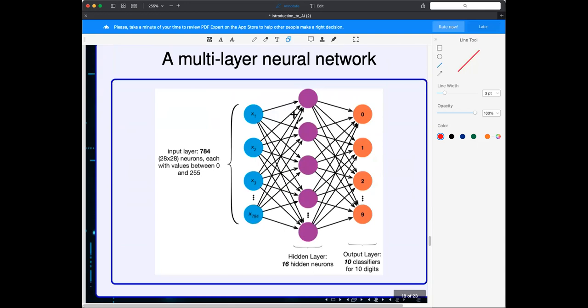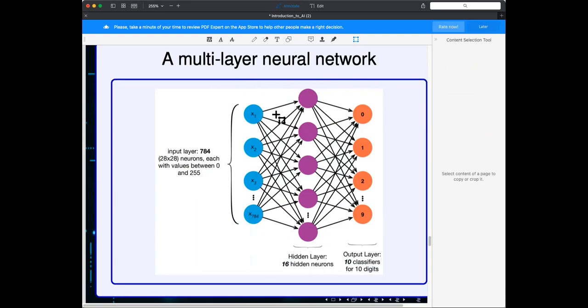Here is the multi-layer neural network. The minimum number of layers is actually one, but the commonly used is three. Why three? One is the input layer, one is the hidden layer, and the other one is the output layer.